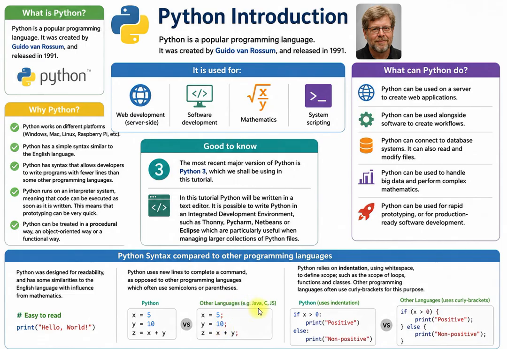Other languages, for example Java, C, JavaScript, we have x equal to 5, y equal to 10, semicolon, z equal to x plus y. So we need to add the semicolon after completing.